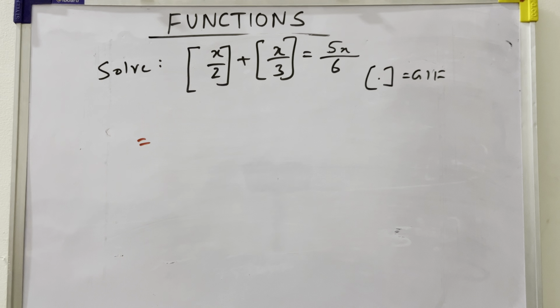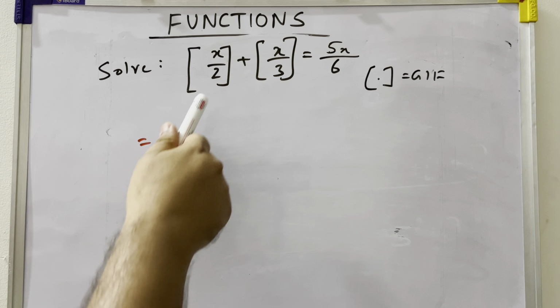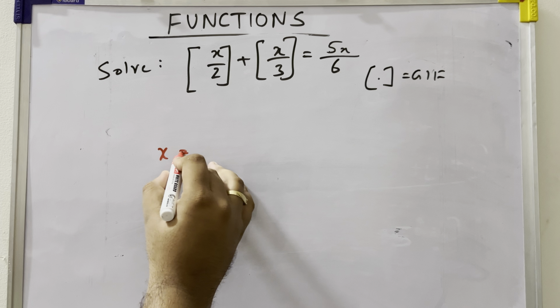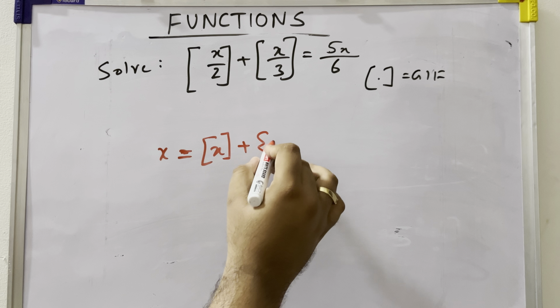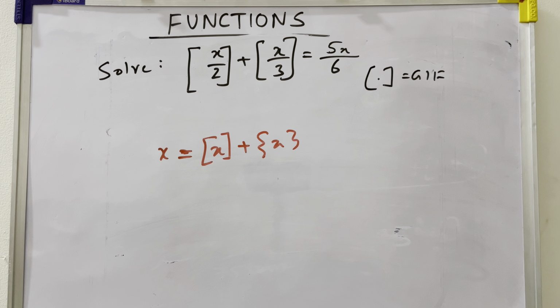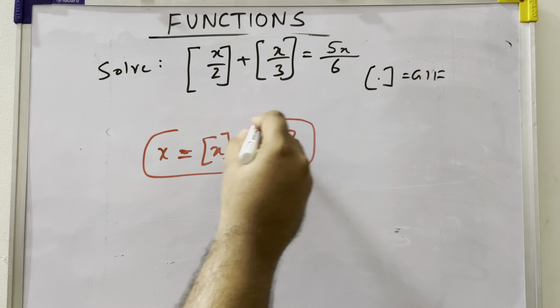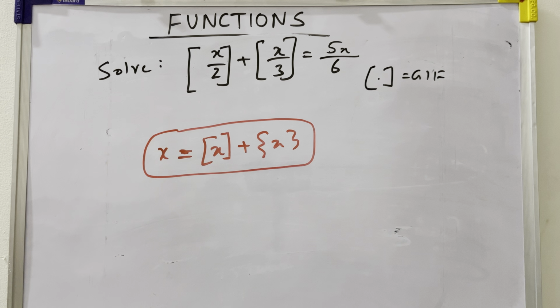So now what will happen, students? This is greatest integer function, right? There is one property which I had taught you: a number x is always built up of the greatest integer function of x plus the fractional part of x. This theorem, or formula, or principle, I had taught you in earlier classes, earlier videos.